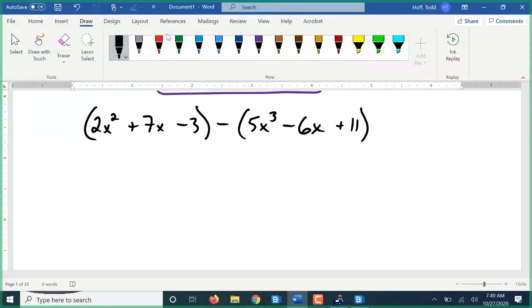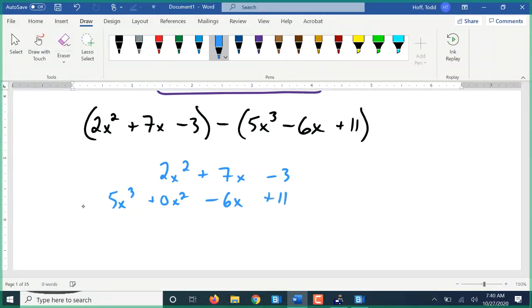So we write the first one again. 2x squared plus 7x minus 3. We're going to write the second one, realize that's a 5x to the third, so we've got to put it off to the side over here. There is no x squared, so we put in a 0x squared. The negative 6x goes under the positive 7x. And the positive 11 ones goes under the negative 3 ones. And we are, again, subtracting here.